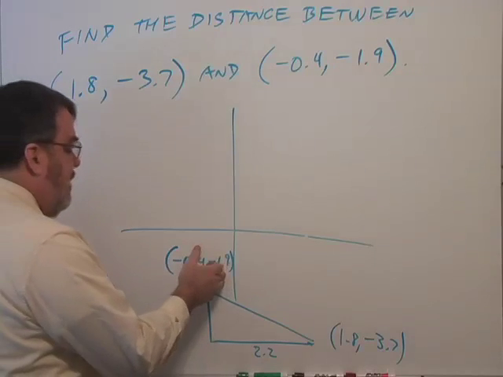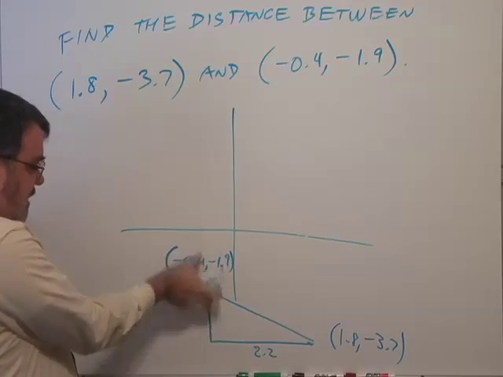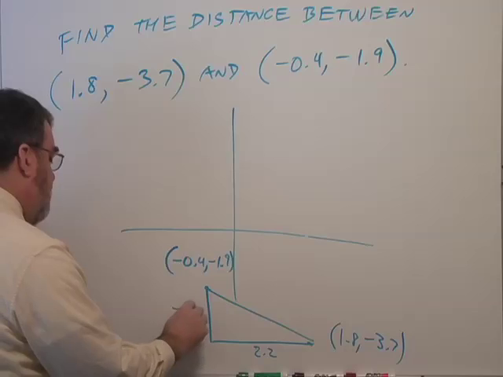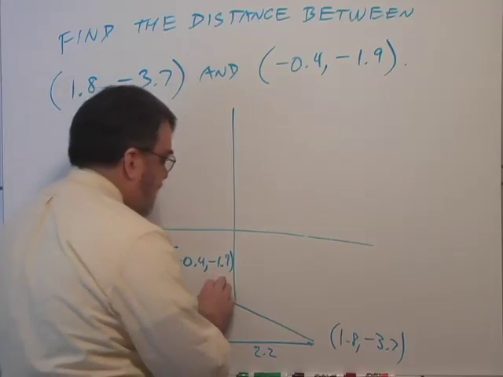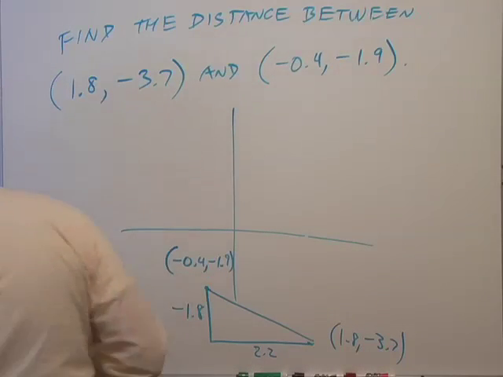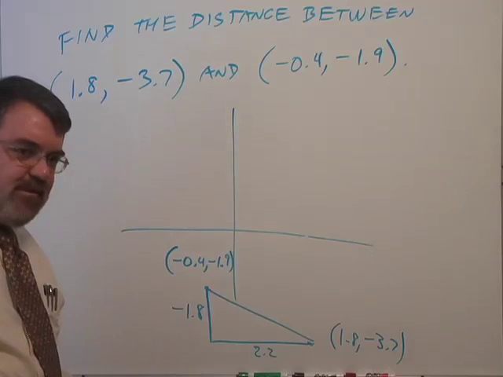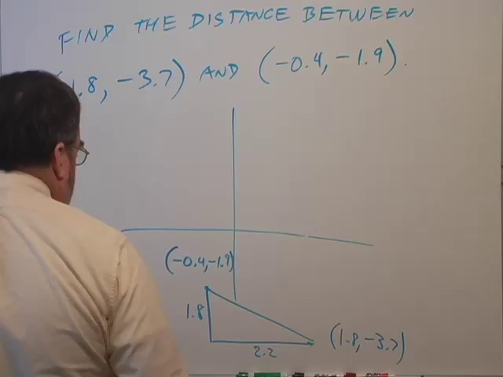How about from -1.9 to -3.7? Well, that's around -1.8. So it really is a difference between 1.9 and 3.7, just 1.8. And I put a negative there, which doesn't belong because all distances are positive. So that's a distance of 1.8.